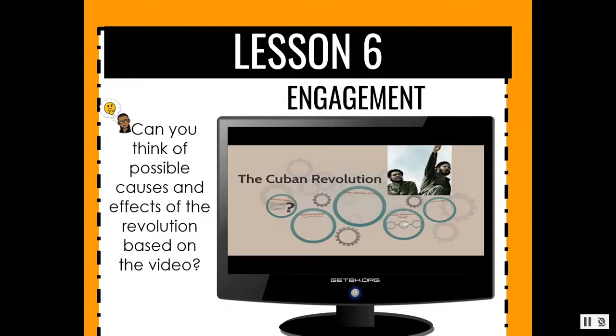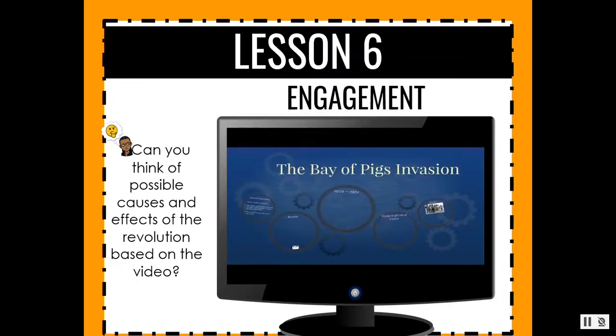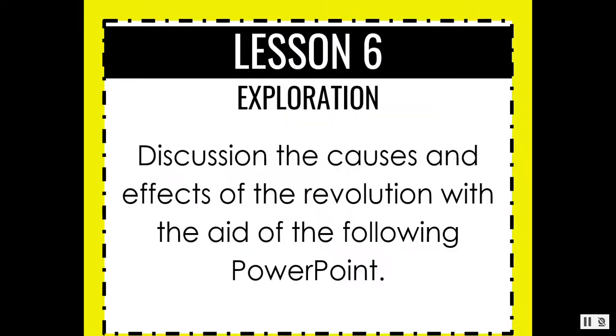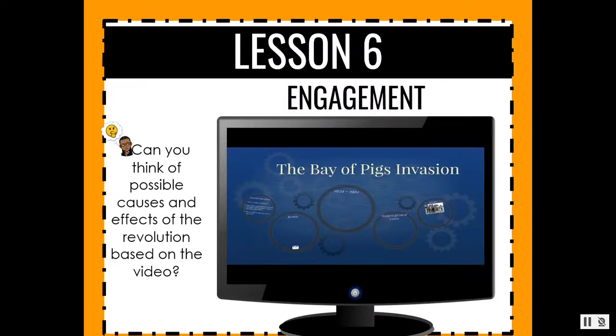So Batista was basically working with the US, milking the people, making the profits for himself and giving it to the US, and the people were suffering. And here came Castro and his allies to fight for the freedom of Cuba. Let's continue. Now, based on that, that should have given you some idea as to why the revolution took place.